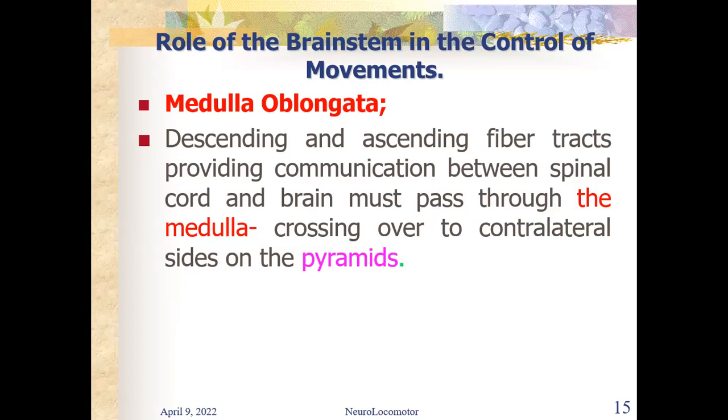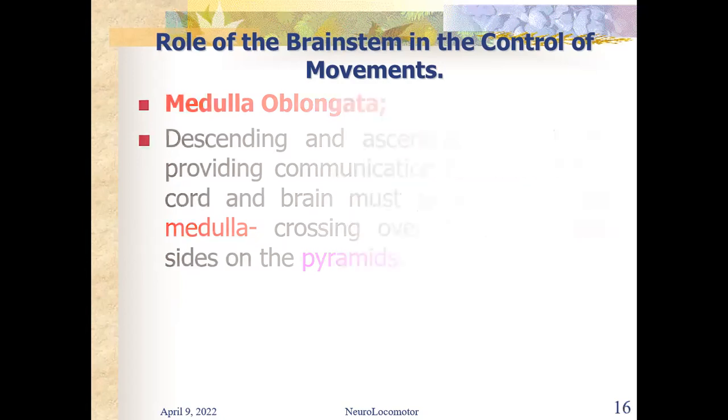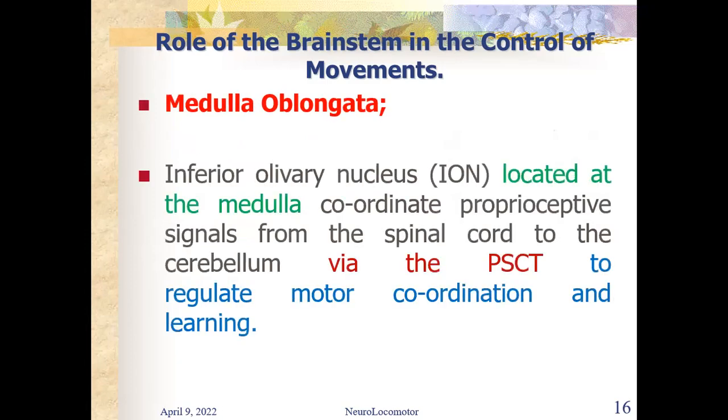Okay, so that is for the corticospinal tracts. And don't forget, we have the inferior olivary nucleus. The inferior olivary nucleus is located in the medulla. We are looking at the structures in the brainstem that are responsible for voluntary movement control. Now, in the medulla, we have the inferior olivary nucleus.